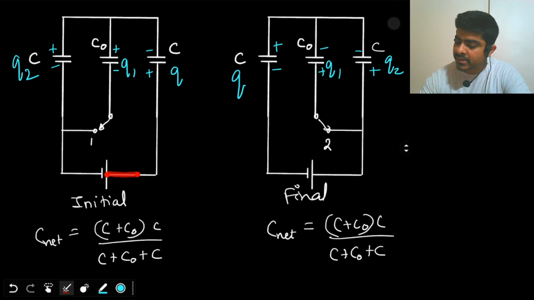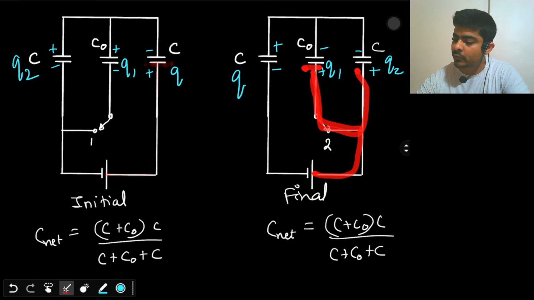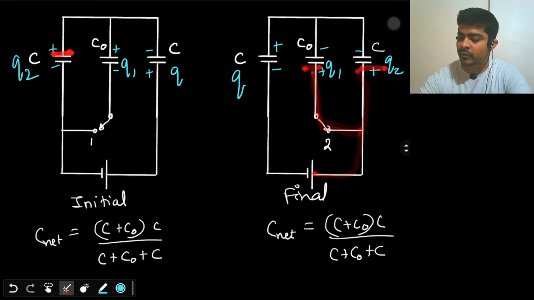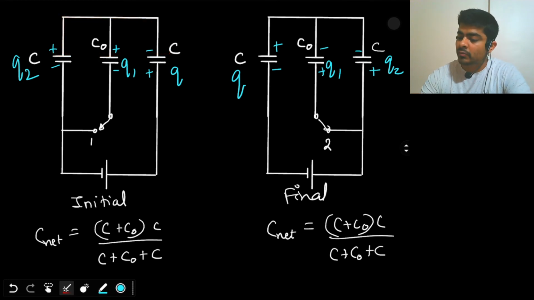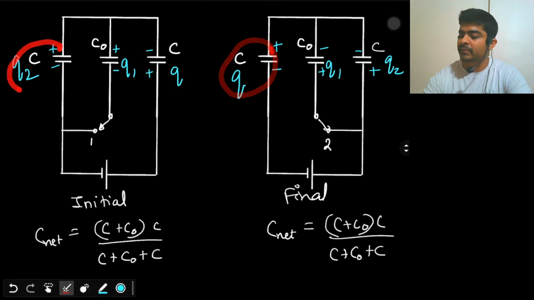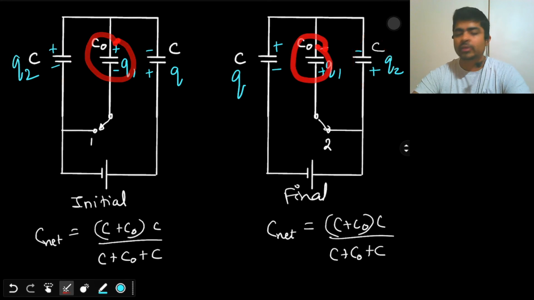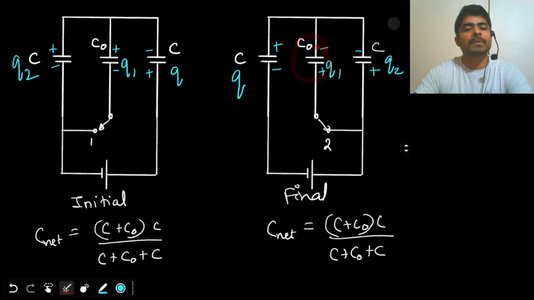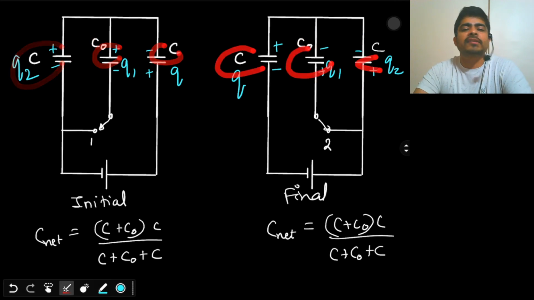So the total charge over here is how much? Q. The total charge over here is how much? Q1 plus Q2, and Q1 plus Q2 is anyway equal to Q, which we have seen from here. So no charge is flowing through the battery. If you look at the energy of the system, here we have a capacitor C with Q charge, capacitor C with Q2 charge, and capacitor C naught with Q1 charge. Although the polarity of the capacitors is reversing, overall the charge configuration is still similar.